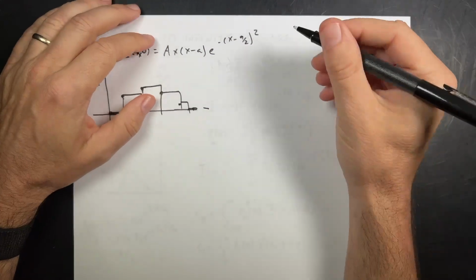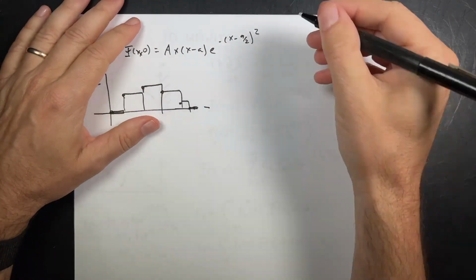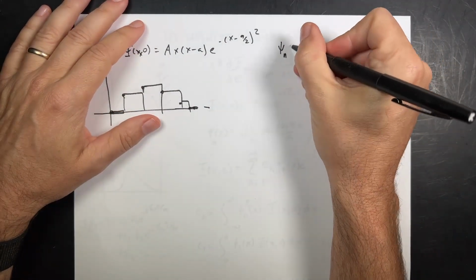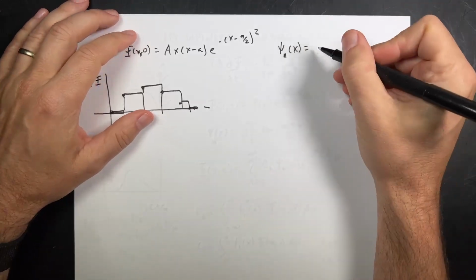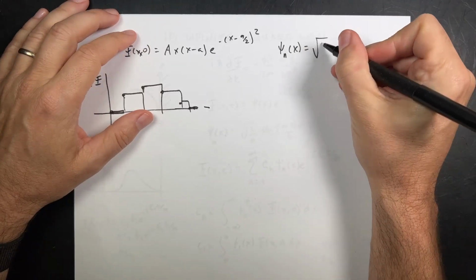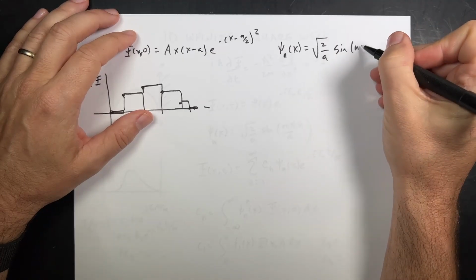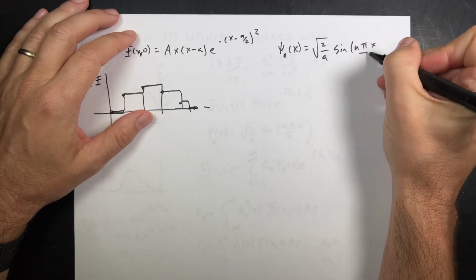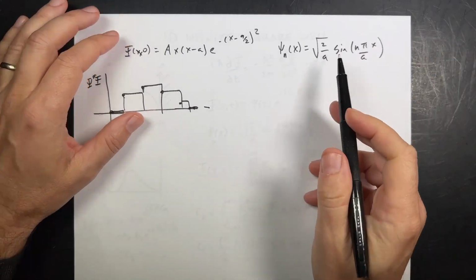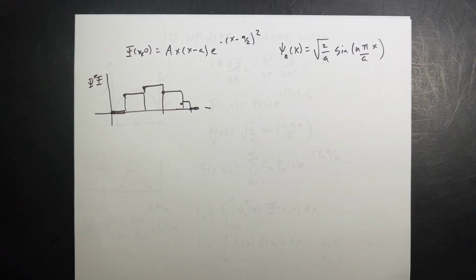Okay, so the first thing is I'm looking at this. Psi n of x equals square root of 2 over a sine n pi x over a. I need that so often, I'm just going to make that a function.